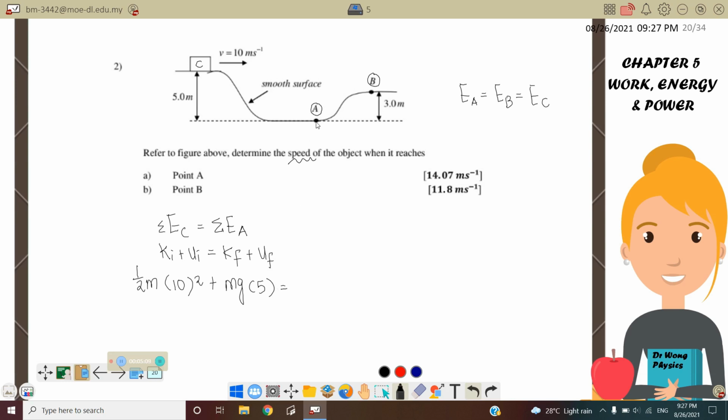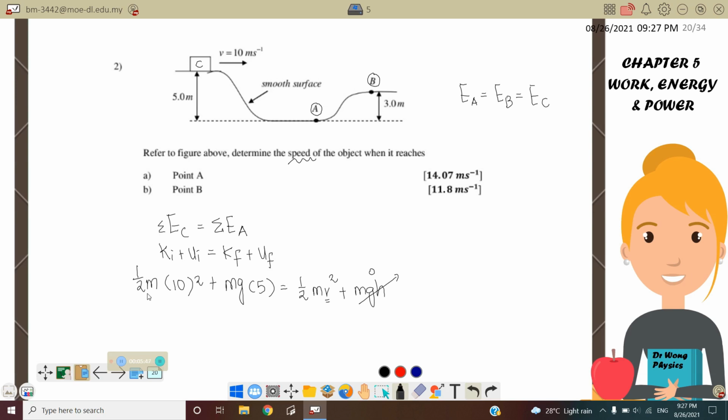at point A, the kinetic energy is half m v squared, and at that moment the kinetic energy is maximum because all the potential energy has already converted into kinetic energy. So at that moment the velocity is maximum, and later we need to find its value. Of course it will be greater than 10 meters per second, because the initial speed is 10. Plus mgh, and when it reaches the ground, h is equal to 0, so we substitute 0.